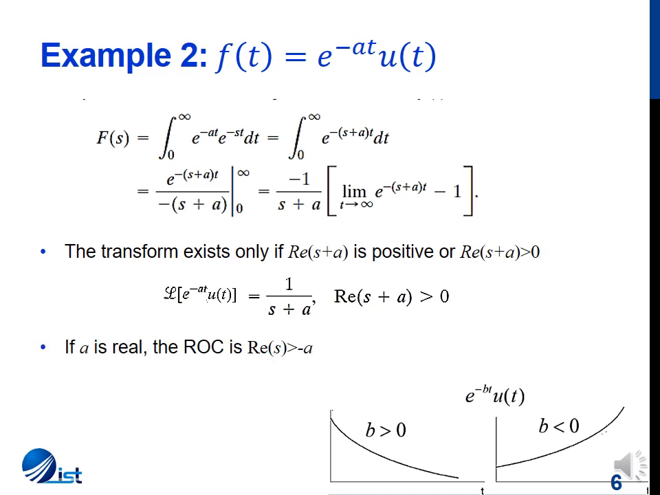In case a is real, this means that the real part of s is greater than minus a. We just take this a to the right hand side of the equation. If a is complex, that is, the power of the complex exponential we were dealing with is a complex power, then the condition is real of s is greater than minus real of a, and again we see that the complex part of the power has no part to play in the region of convergence.